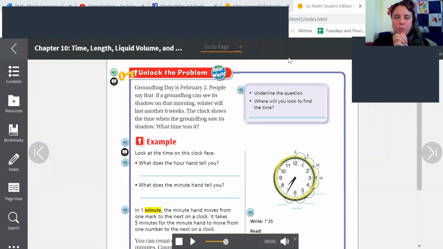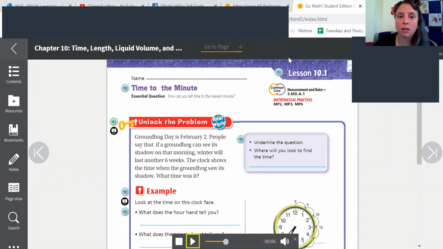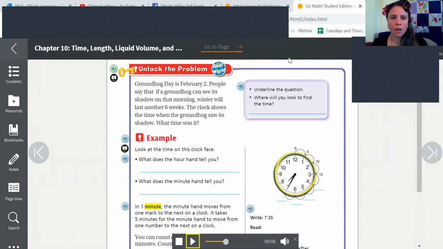Okay, so we are going to start our measurement unit with a little bit of review. We are going to look at time to the nearest minute. So essential question, how can you tell the time to the nearest minute? You guys already know how to do this because I make you write your time and date on every piece of paper you hand in. So this will be a lot of review for you. Let's go ahead and jump right into the unlock the problem.